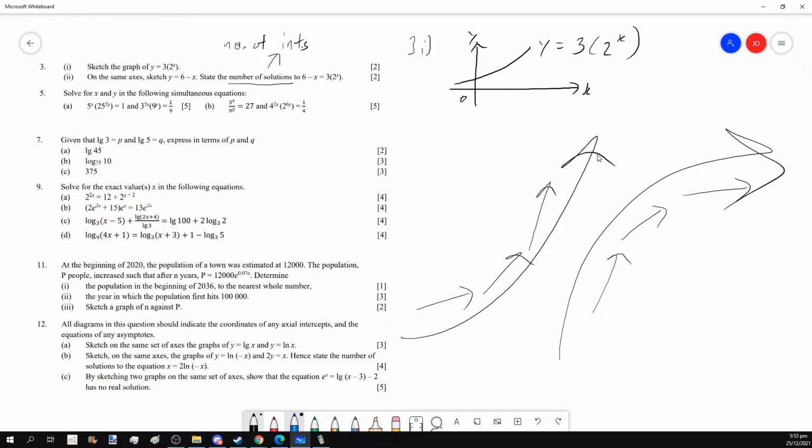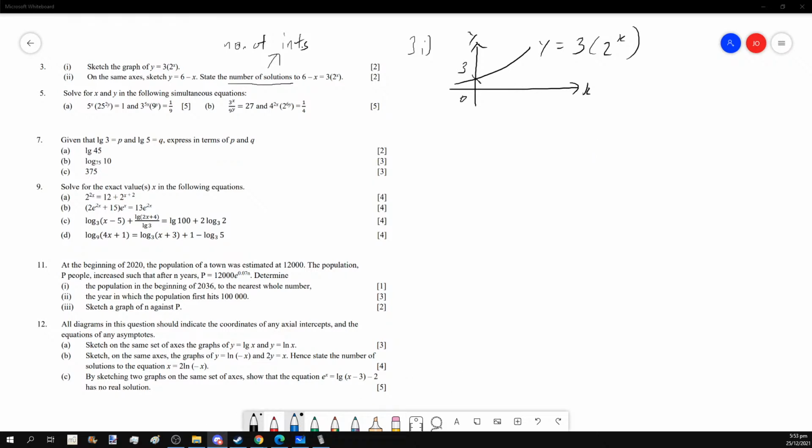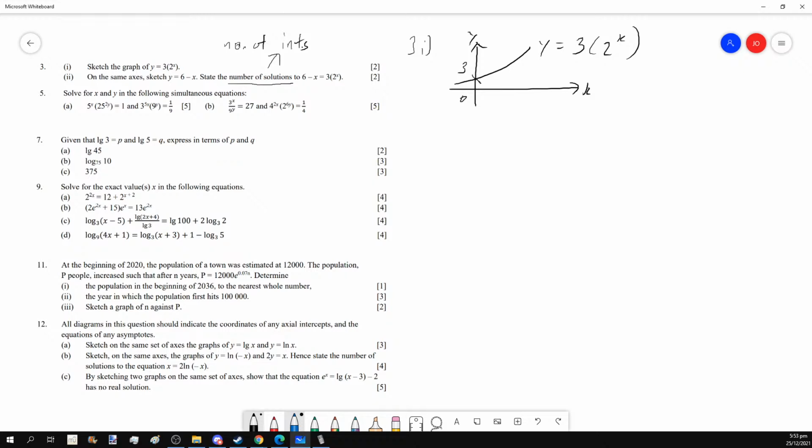Alright? So, having said all that, make sure to label the y-intercept. In this case, the y-intercept will simply be, we will substitute in x equals to 0, and therefore we shall have 3 over here. Right, so honestly quite straightforward. So in this case, what we will be more interested to do next will be the second part.